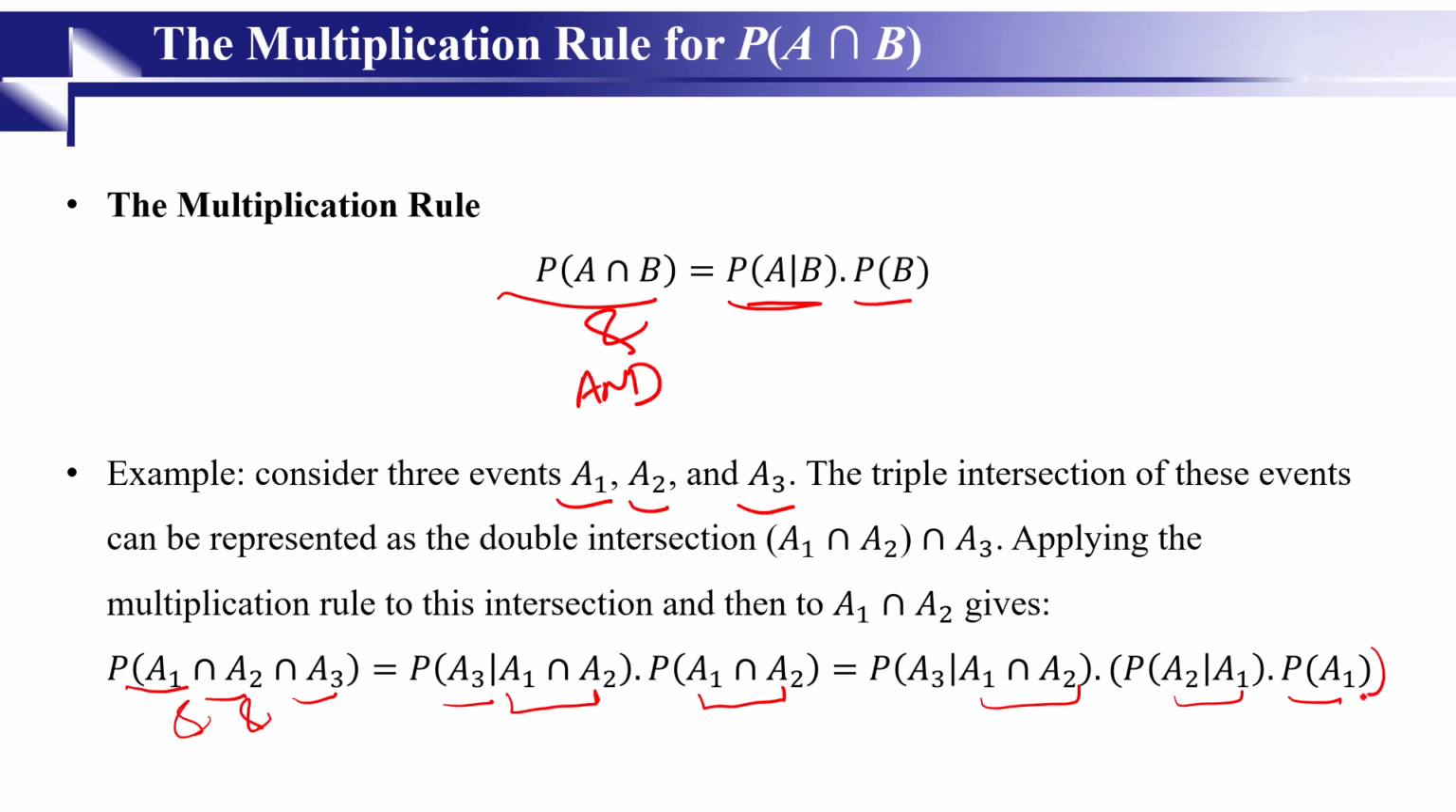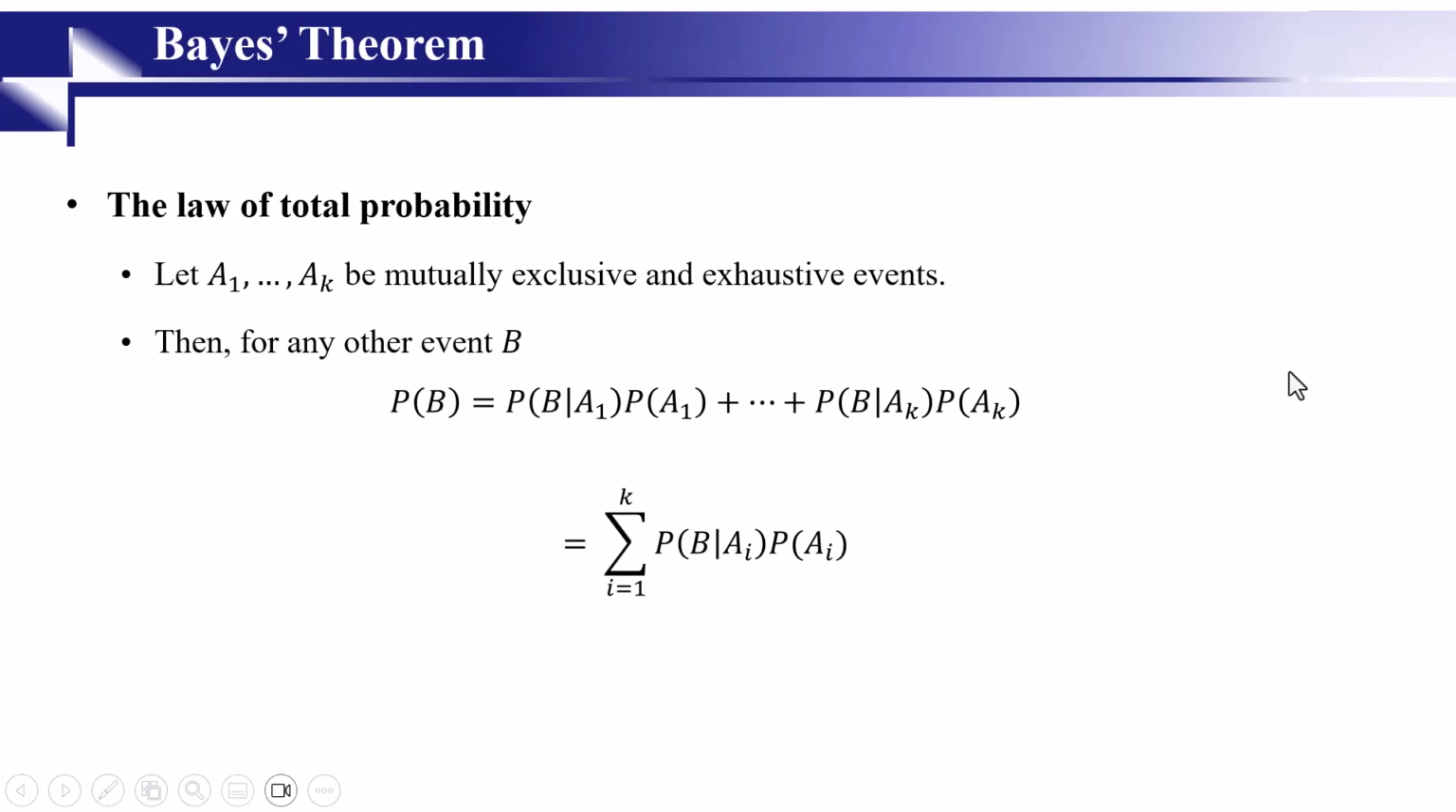One parenthesis is missed here. So the probability of all three happening is based on this one. Then we can break that down further to probability of A2 given A1 times probability of A1, that you can see here. It's like a chain of dependencies. We will see more applications of this later.